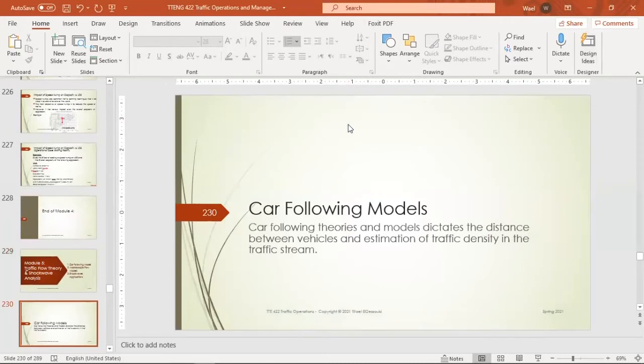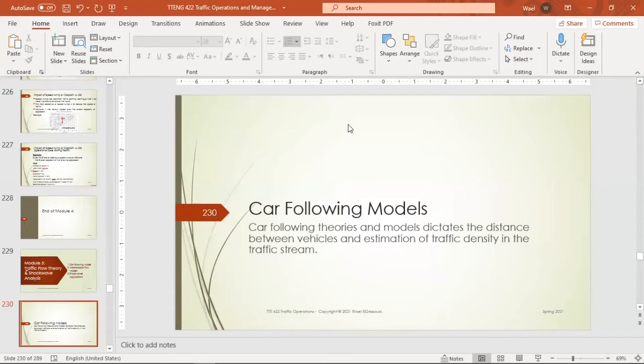Okay. So what are car following models and why do we need them? Car following theories and models dictate the distance between vehicles and the estimation of traffic density in the traffic stream. So why do we need the car following models? We usually need them to better model the behavior of drivers on the street. That's number one.